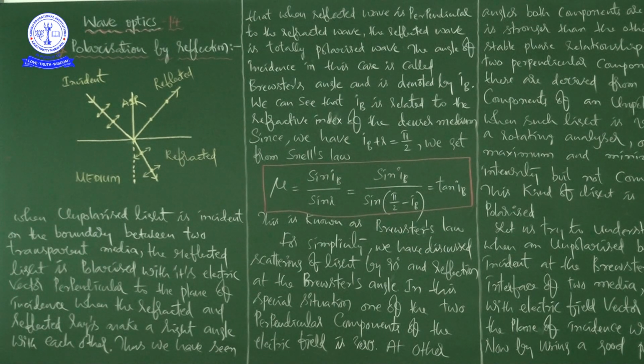So I will repeat once again. Reflected light is therefore linearly polarized, perpendicular to the plane of the figure, meaning here the plane of the board, perpendicular to the plane of the board. Okay, right.